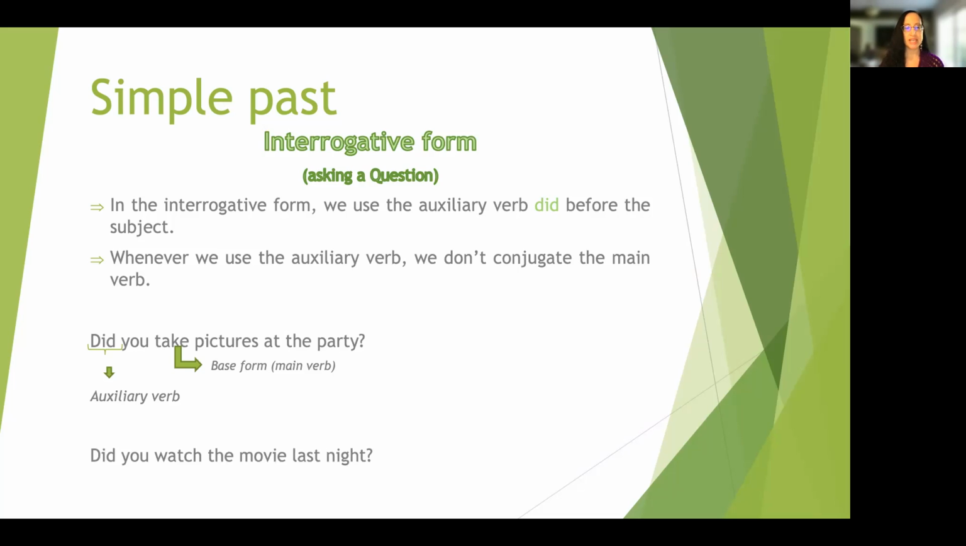Here's another example. Did you watch the movie last night? Did is the auxiliary verb or the helping verb. Now, what's the base form or the main verb? Watch. Okay. Now you notice here in the interrogative form, it says here, did you take pictures at the party? Okay. So this happened specific time at the party. Okay. Because you went to the party. Did you watch the movie last night? Okay. That's a specific time, last night.